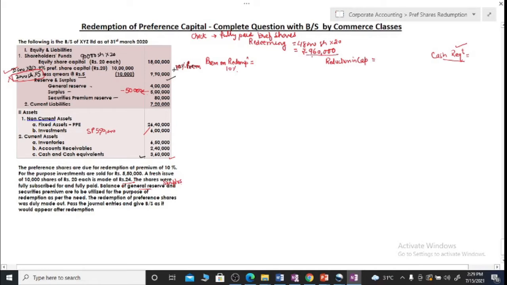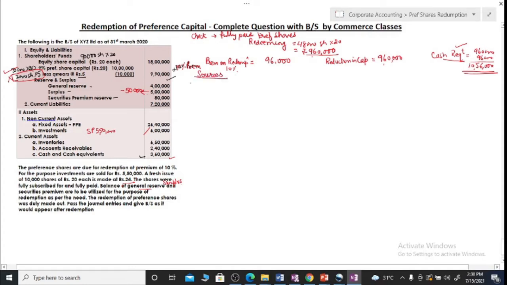You are redeeming capital of 9,60,000, and 10% premium will imply we need sources for 96,000 rupees. Now after writing this, our cash requirement will be 9,60,000 plus 96,000, that is 10,56,000, which we are going to pay to preference shareholders. Now write up the sources.